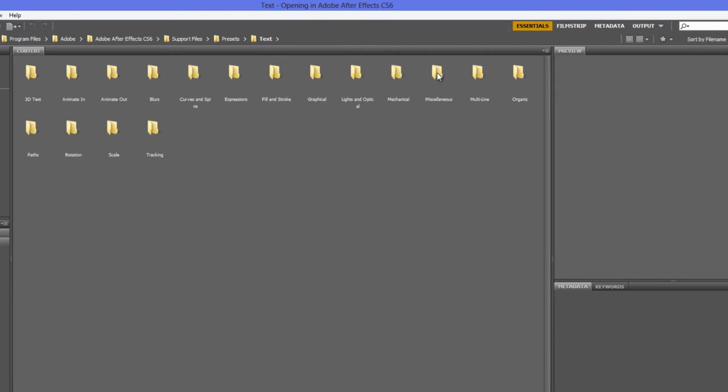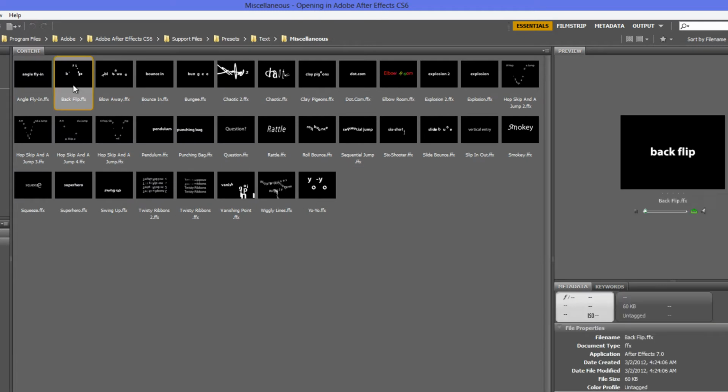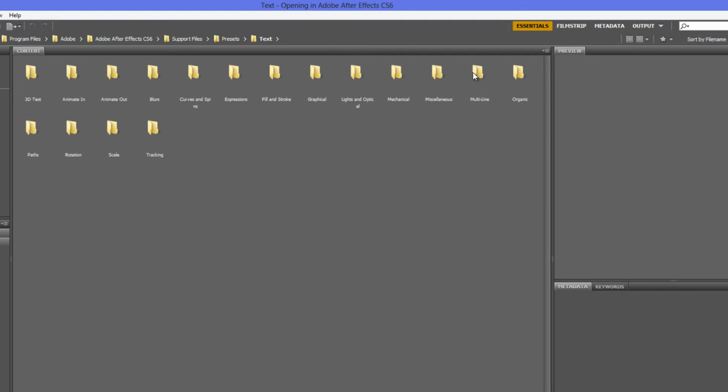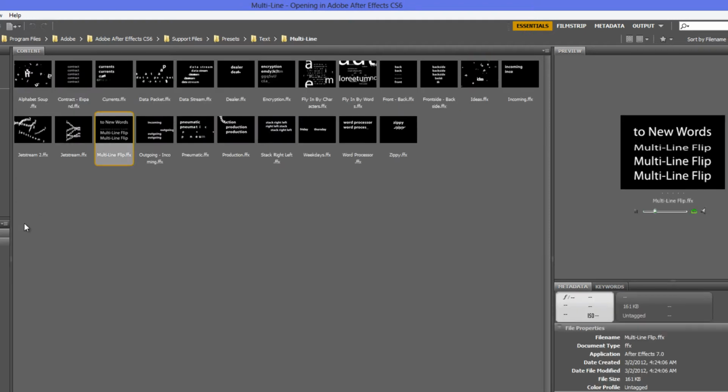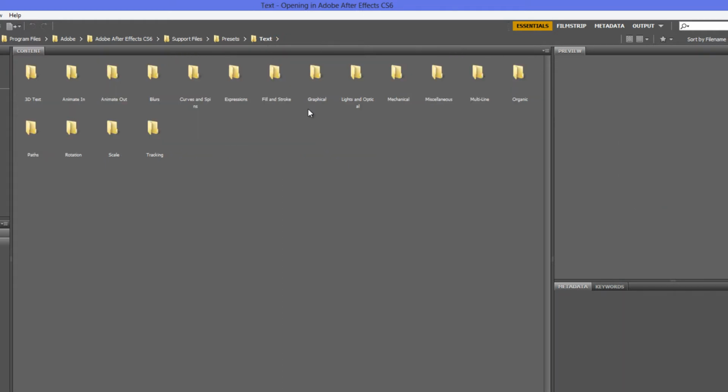We got miscellaneous here, which is just going to be a bunch of random stuff. So you'll just have to come in and see if there's anything you like in here. I'll go on to the next one because this one's not easy to explain. Multi-line. So if you have several lines of text. There you go. And there we go. That's multi-lines of text.